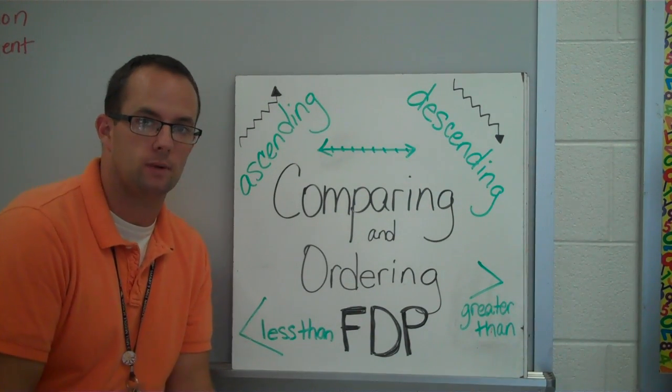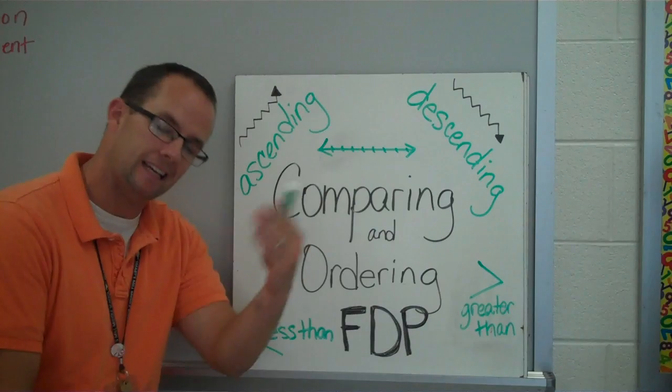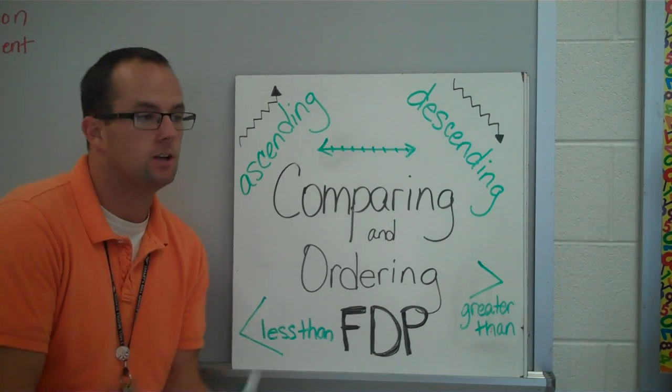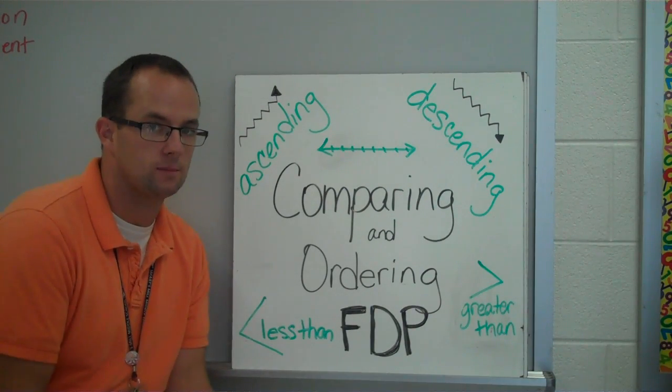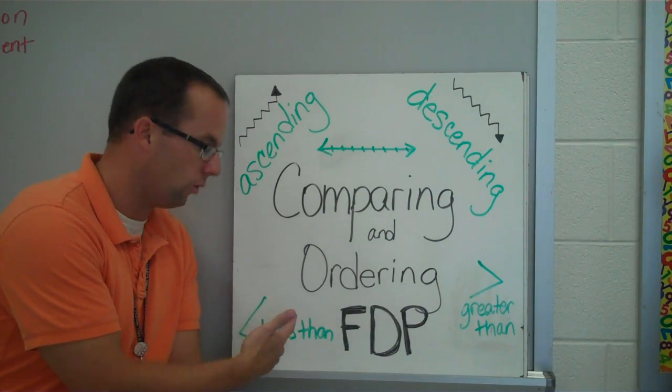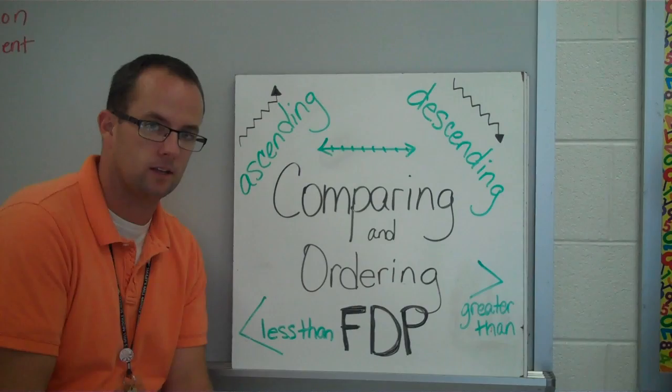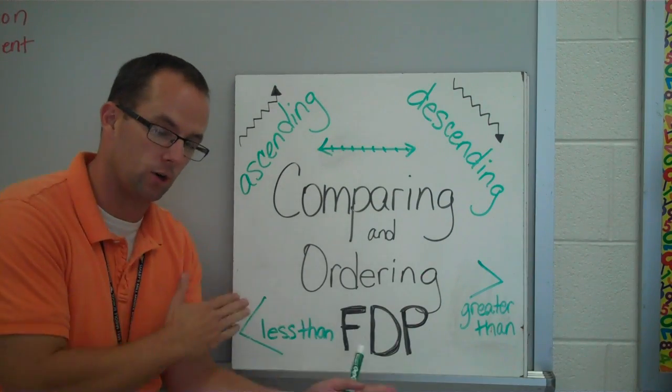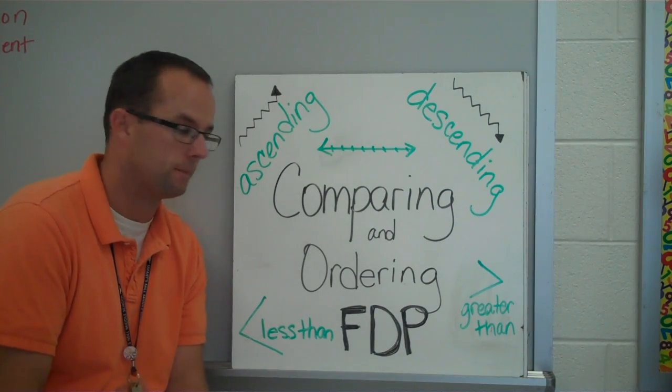Okay, last time we talked about turning fractions into decimals and into percents. So now we're going to talk about why that's important and where we use it. When we are comparing and ordering fractions, decimals, and percents is when you need to be able to convert them back and forth to be able to compare.